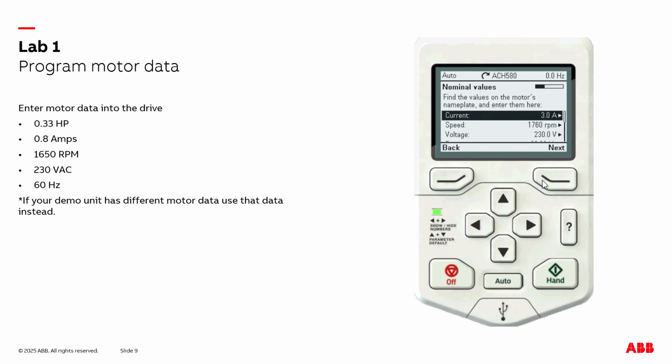Now here's a little trick. Don't hit next. You want to hit the arrow over button. And here we're entering the current, and for my motor, it's 0.8 amps. For your motor, if it's a different amperage, enter in that specific motor's nameplate information. And speed here. Voltage is 230, that's already default, 60 hertz. And it is an induction motor, yep. And the horsepower here is 0.33.